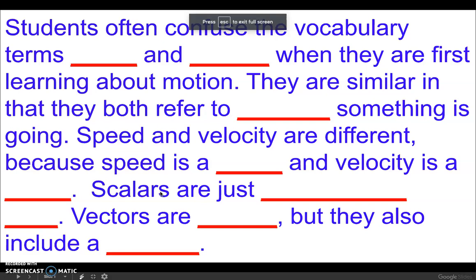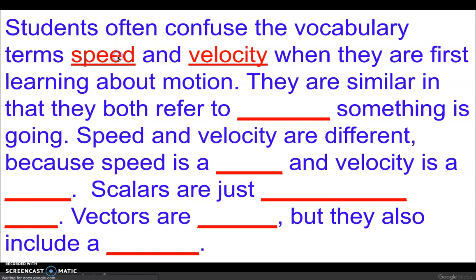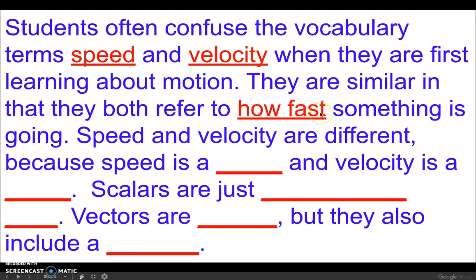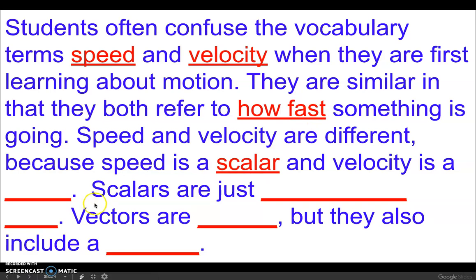Okay, so we're just going to spend today going over some vocabulary terms that students get confused a lot in the motion unit. Two of those terms are speed and velocity. These terms are similar in that they both refer to how fast something is going. The faster something goes, the more speed it has, the more velocity it has. But speed and velocity are different because speed is a scalar and velocity is a vector.